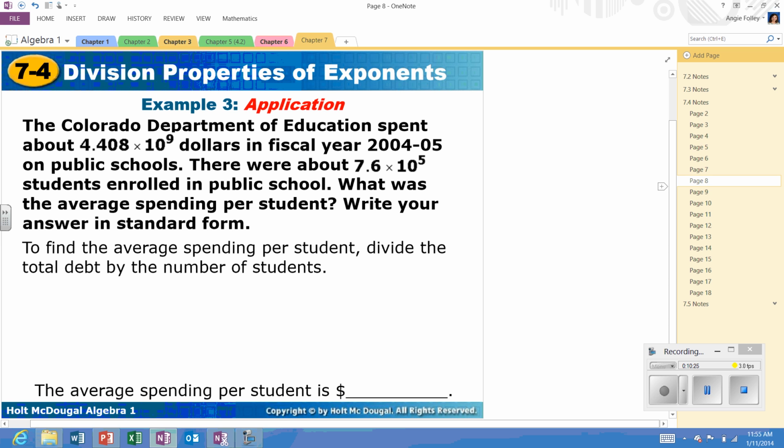Okay, so the Colorado Department of Education spent 4.408 times 10 to the 9th dollars in 2004 to 2005. There were 7.6 times 10 to the 5th students in the whole school. What was the average spending per student? So this is the total amount of money they spent. This is the total amount of students. So we need to take the money divided by how many students there were.